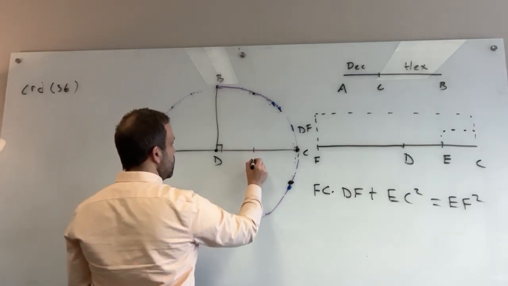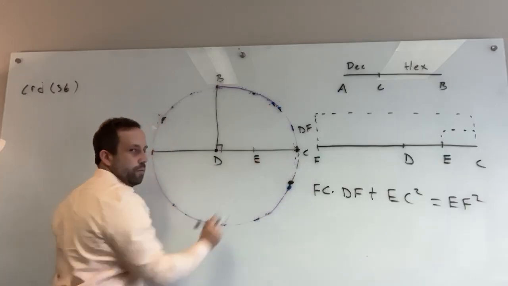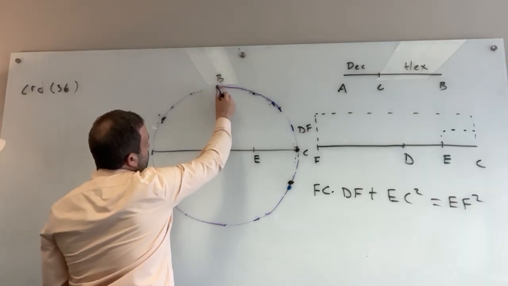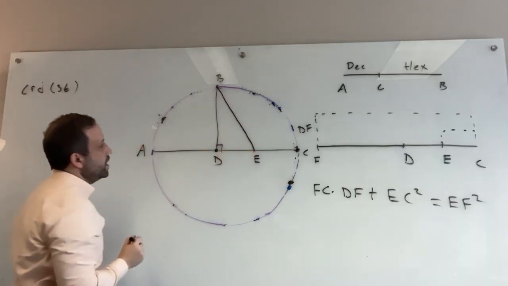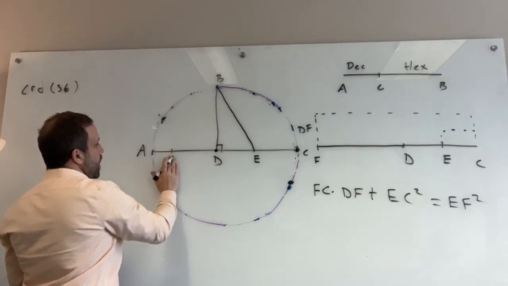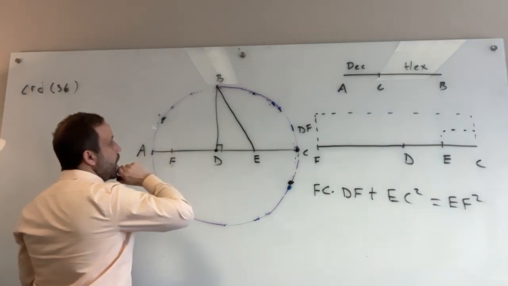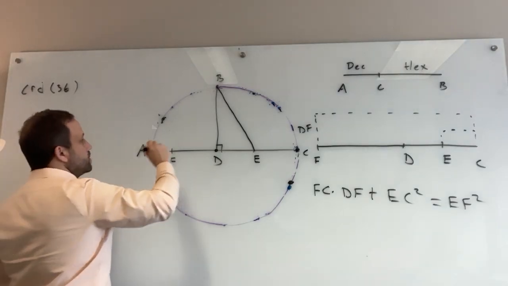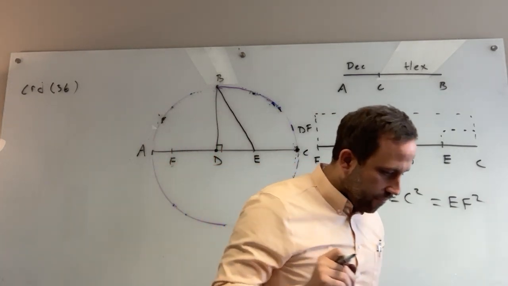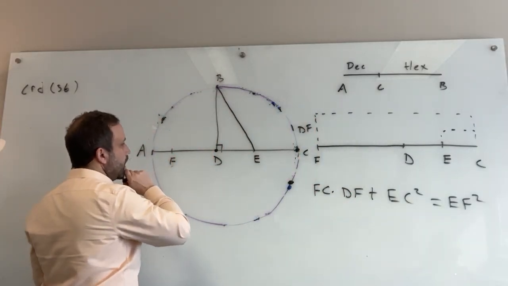I'm going to look at a point E. So E bisects this line segment from D to C. Now we're going to look at a line segment going from B to E. And now we're going to pick a point over here, F, such that the following holds. We want the line segment from E to F to equal the line segment from E to B.